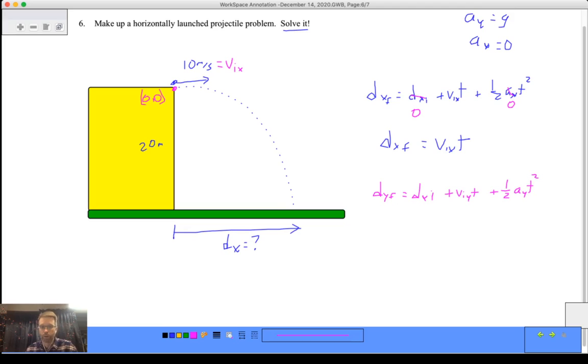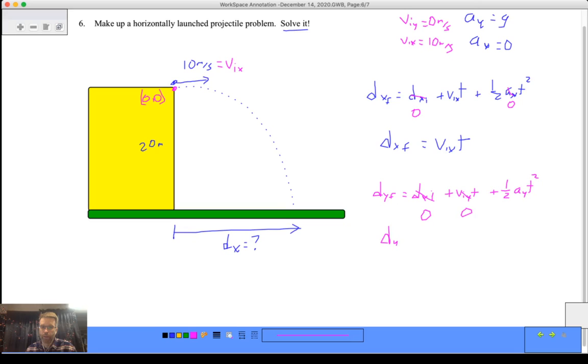Again, the starting point, we're going to call it 0. The initial velocities, let's talk about those, v initial y and v initial x. We know the thing is moving in the x direction, so that's 10. But in the y direction, its initial velocity is 0 because it's launched horizontally, not vertically. So that means this part's going to go away, and all we're left with in this equation is the last part, dyf.